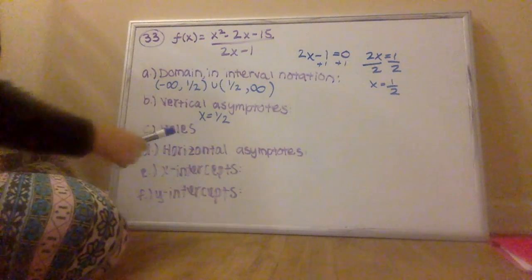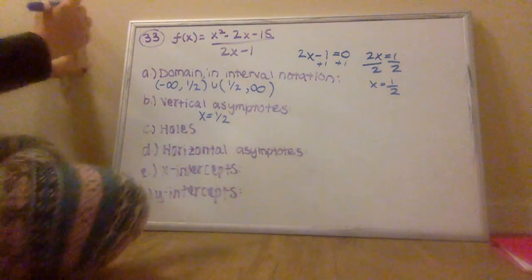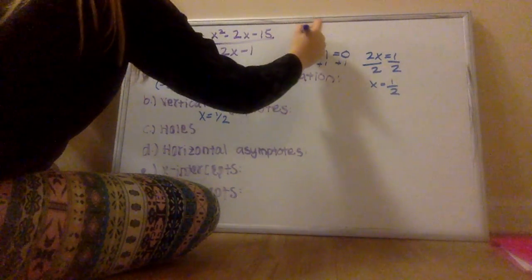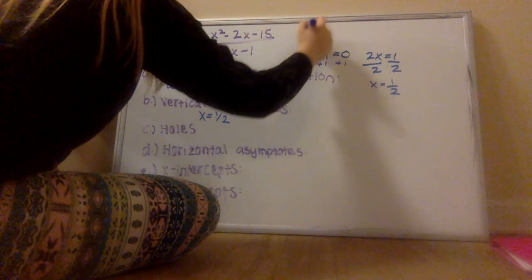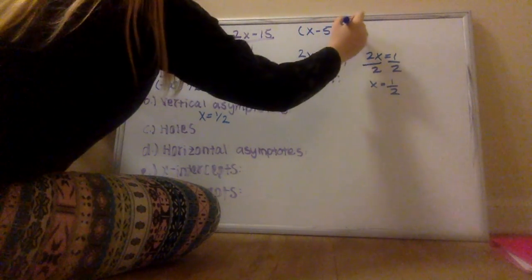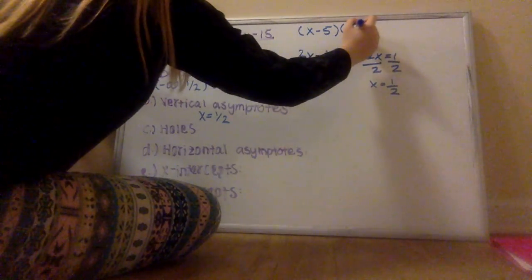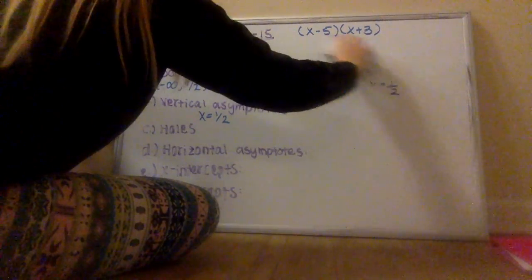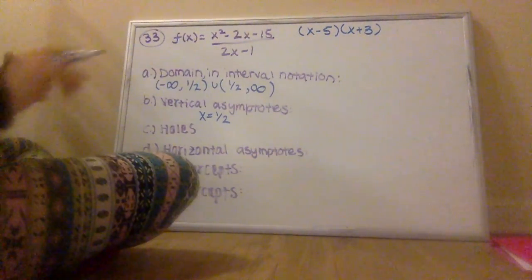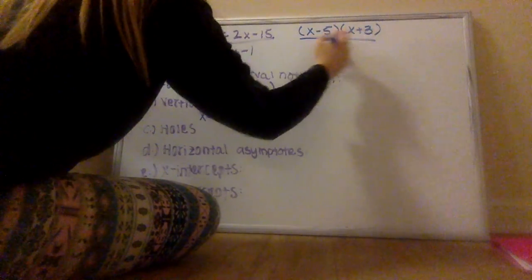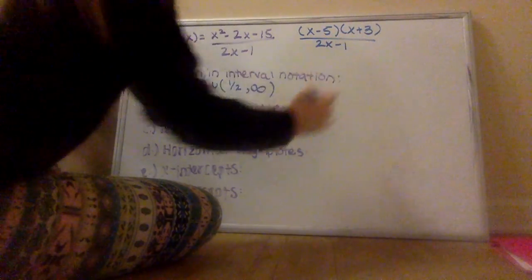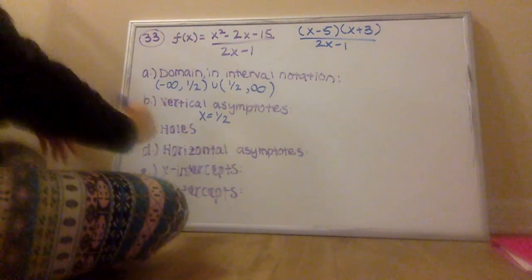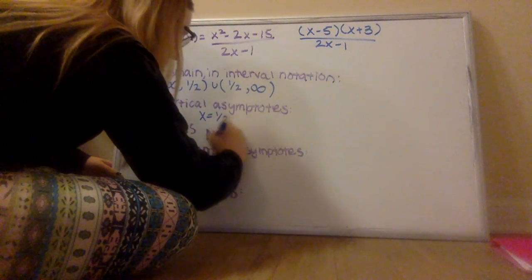Alright, so now we can look at our holes. If we factor this numerator, we have x minus 5 times x plus 3, divided by 2x minus 1. We see that nothing simplifies from up here in our numerator with our denominator, so we have no holes, so we're going to put none.